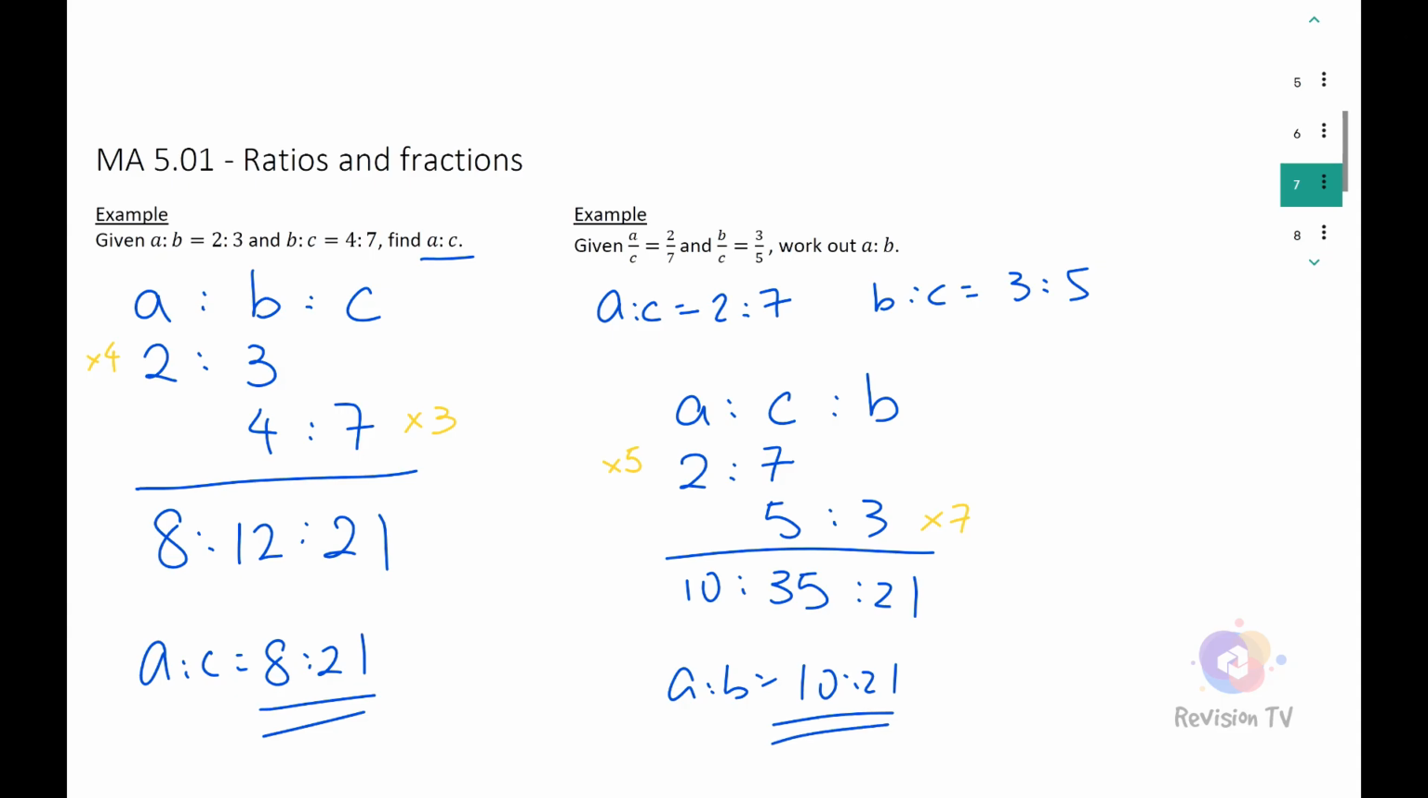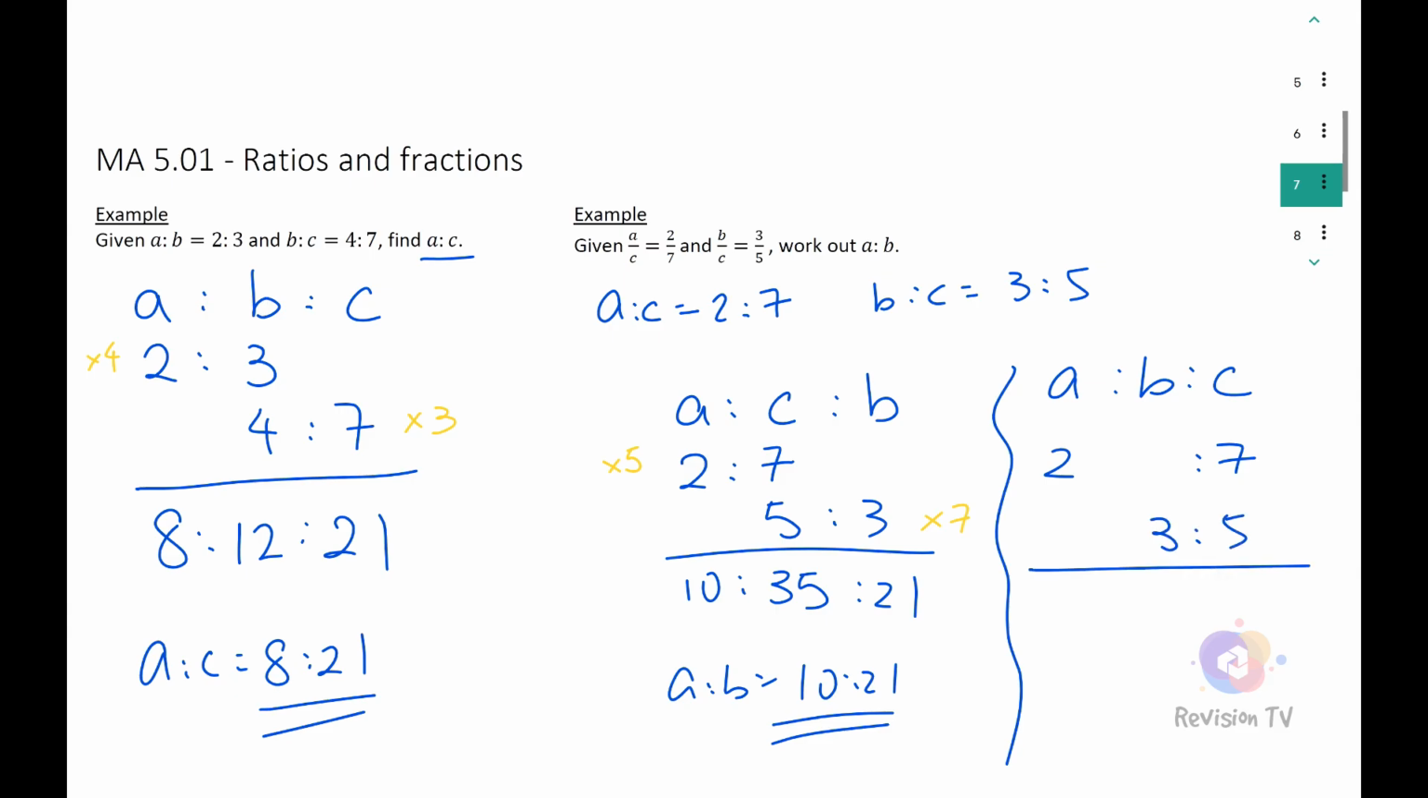Now, if you find A to C to B too confusing, you can also do A to B to C. So A to C is 2 to 7. I just need to make sure I put it in the right place. B to C is 3 to 5, so 3 to 5 in here. Again, you can see C is the only one with two ratios, top and bottom, so I need to make sure they are the same, and that will be 35. So when you multiply the bottom line by 7, you get 21. To get from a 7 to 35, you times it by 5. So 5 times 2 is 10. So you get 10 to 21 as your final answer as well.